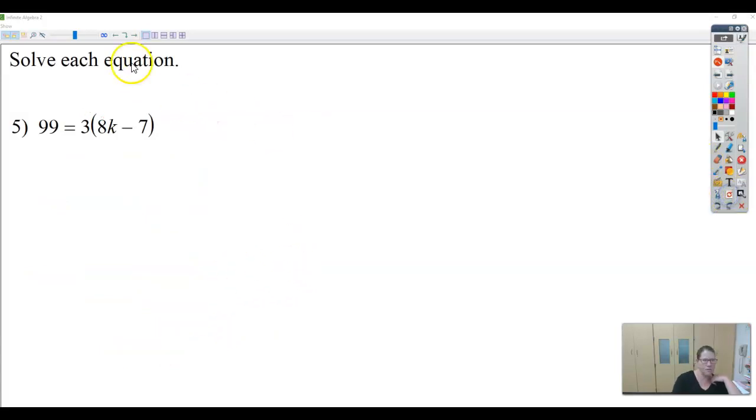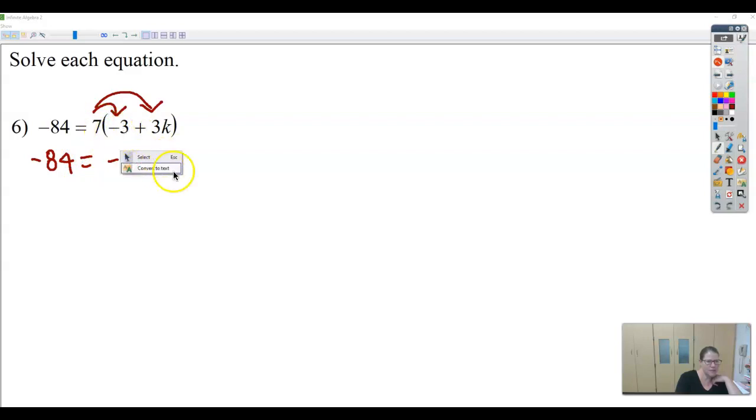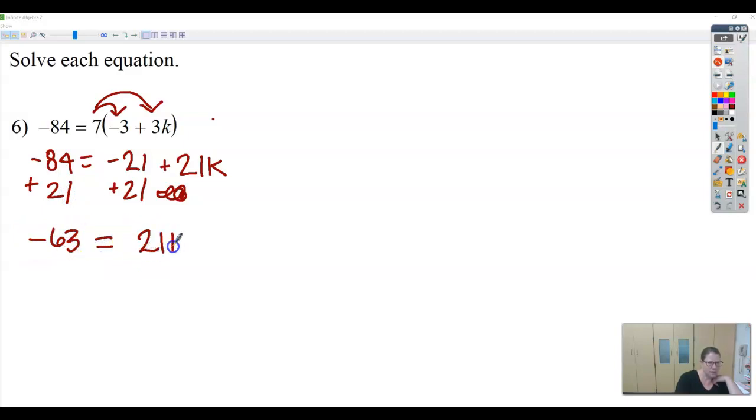Alright, so let's try another one. Number 6, so again, we're just distributing that 7 into the parentheses. So negative 84 equals 7 times negative 3 is negative 21, and then 7 times 3 is 21k. So there's a k here, there's not a k here, so we would want to add this one. Add 21 to both sides. It would give me negative 63 equals 21k. Divide both sides by 21. Negative 3 in this case.